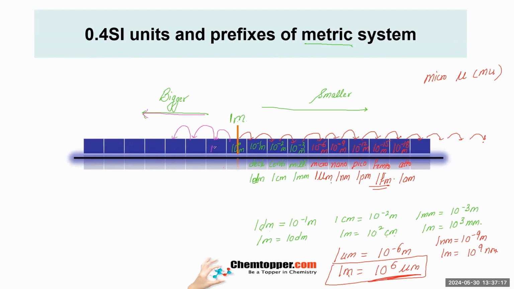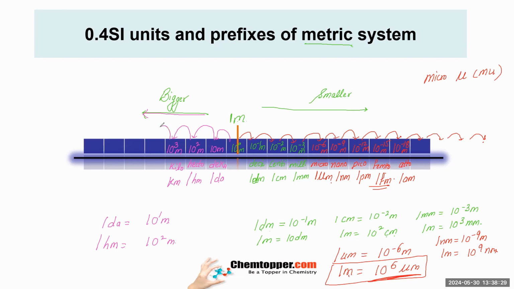Now this is 10 meter, which we are going to say deca. Symbol is dA. So 1 decameter is 10 raised to power 1 meter. Now increase by a factor of 10. It becomes 10 raised to power 2 meter. We call it hecto. Symbol is small h. So 1 hectometer is 10 raised to power 2 meter.